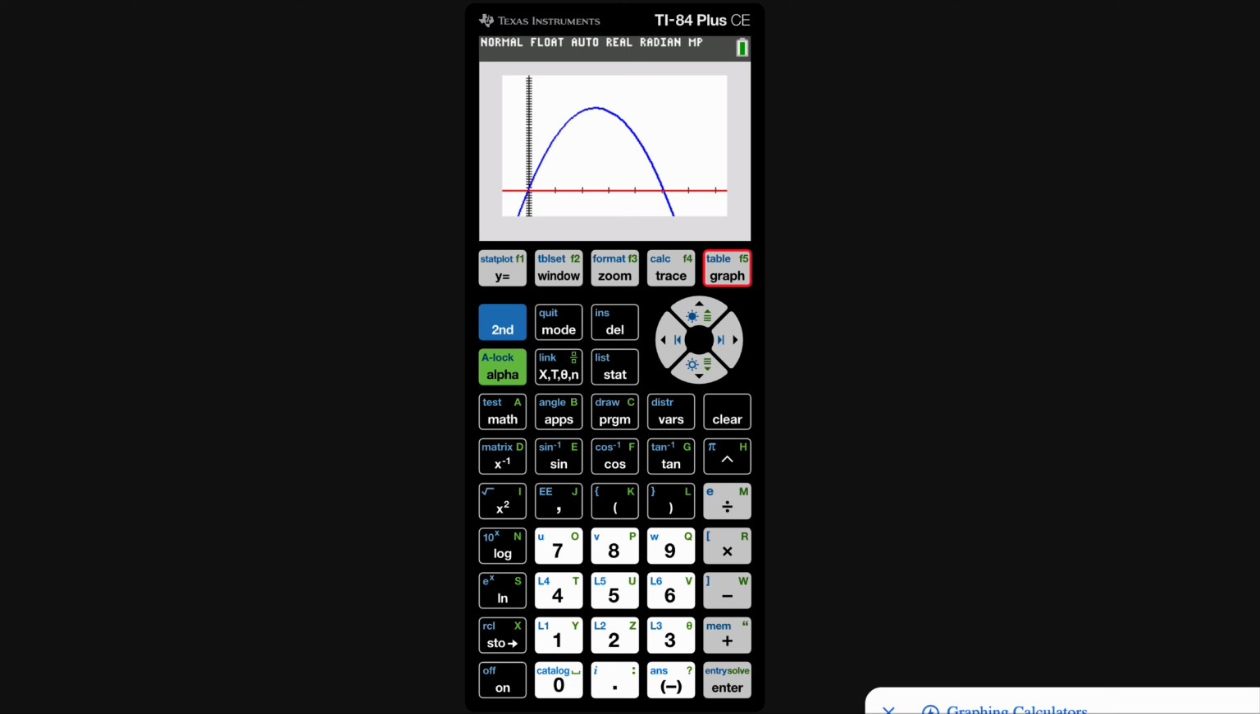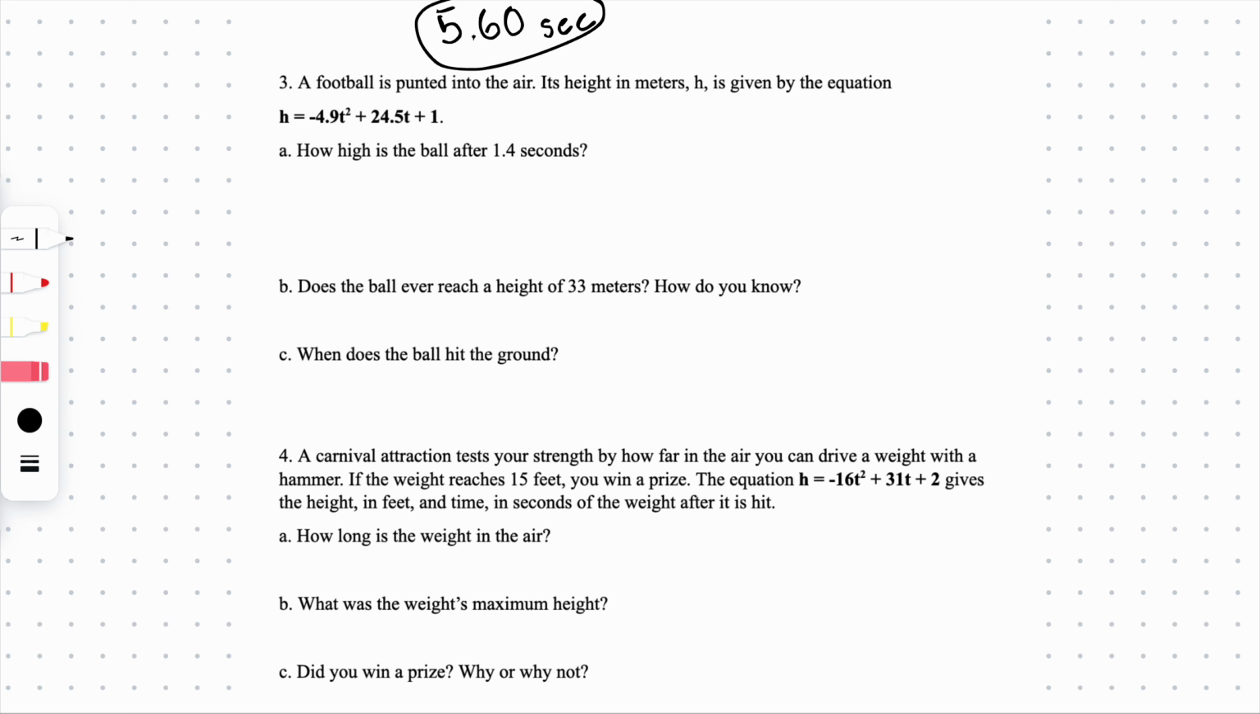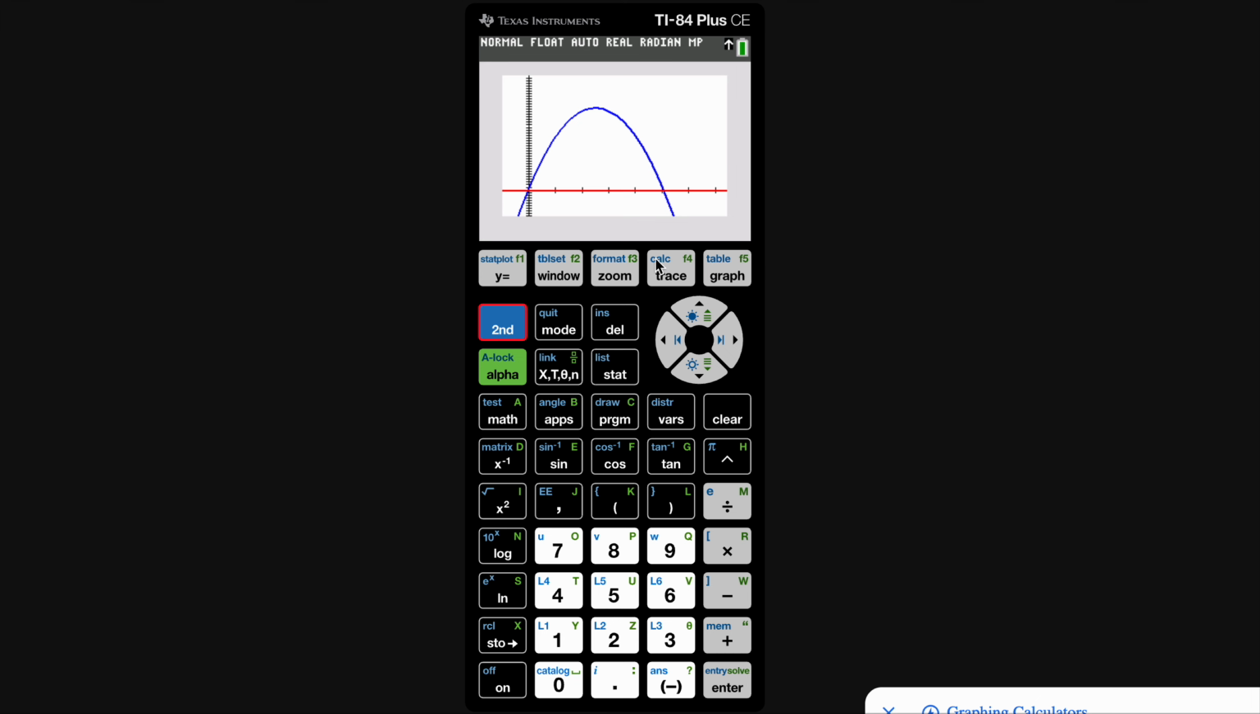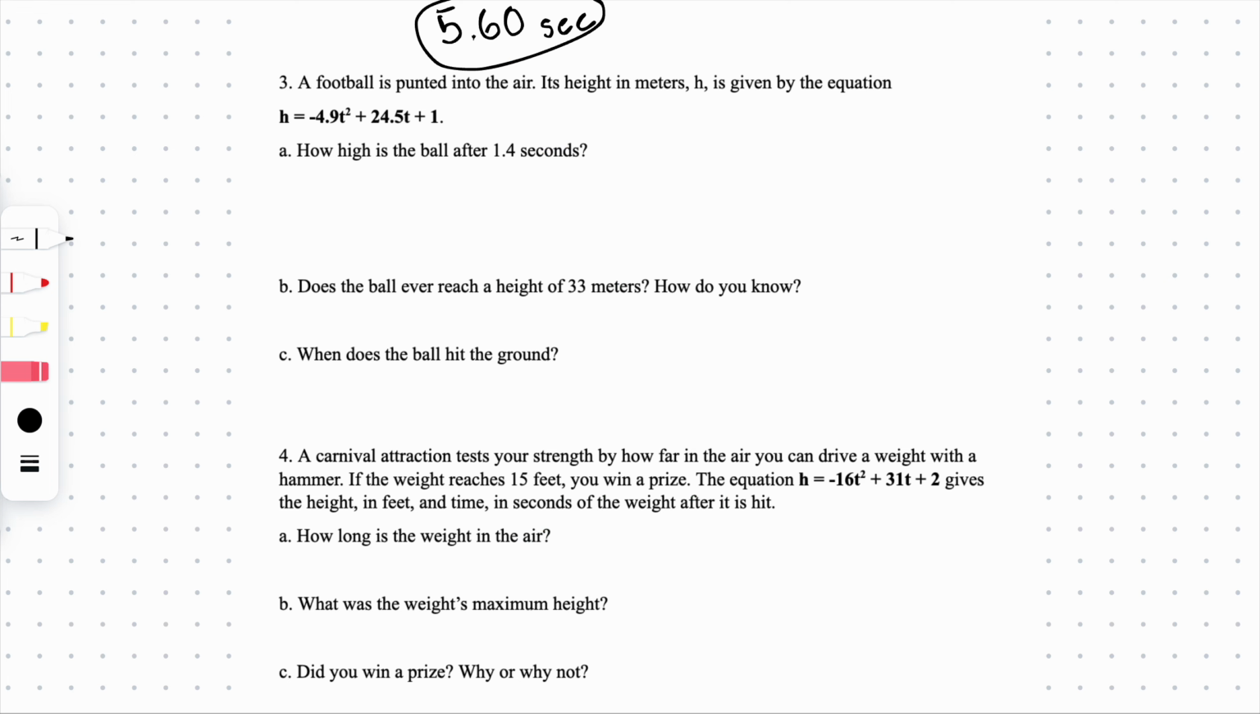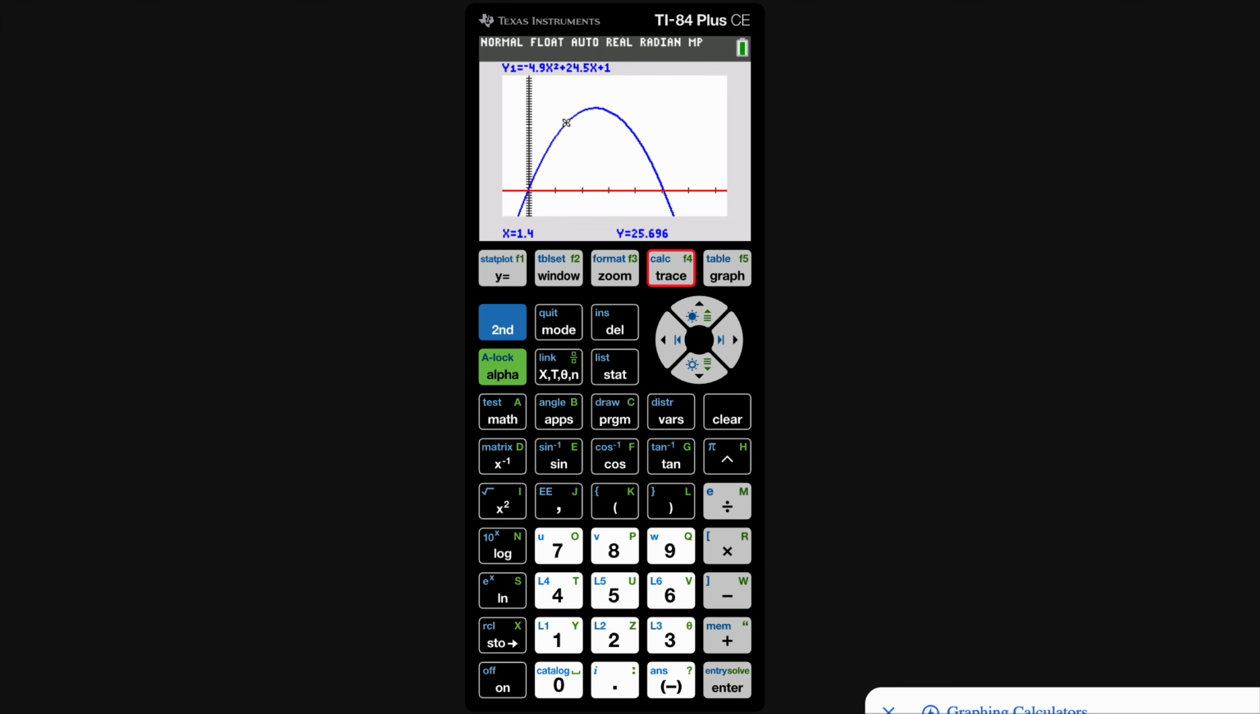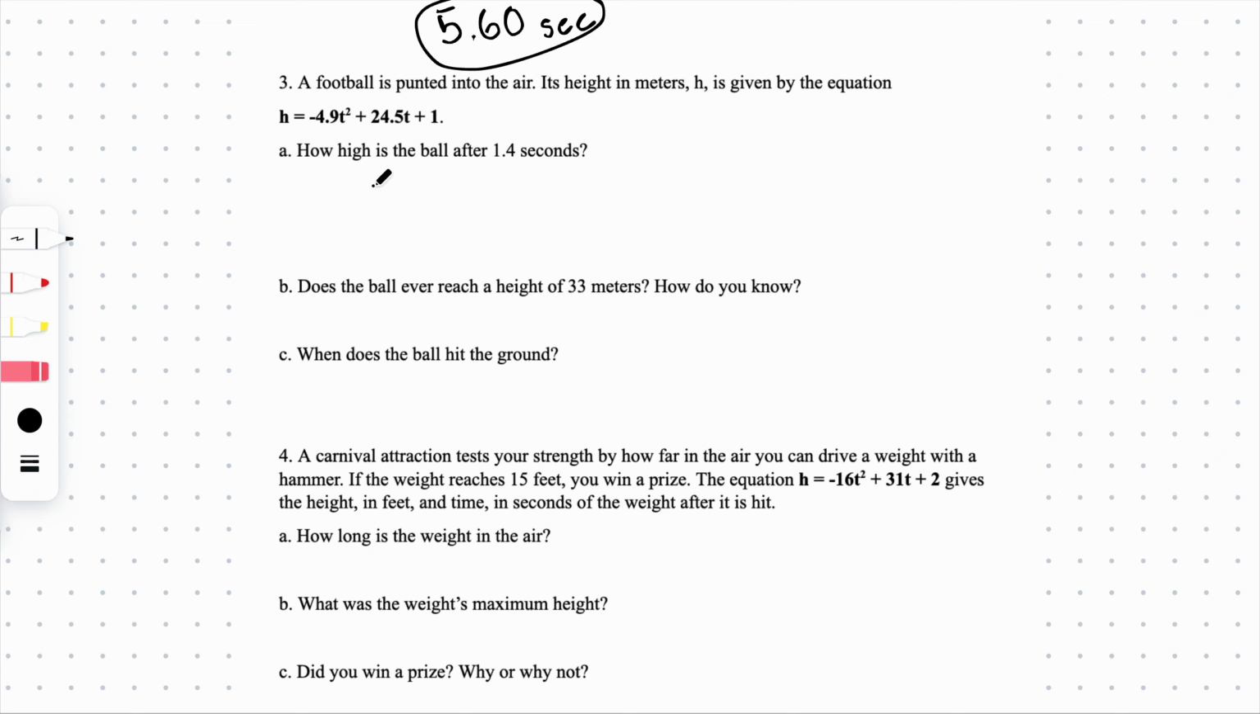Looks something like that. And we're asked, how high is the ball after 1.4 seconds? We did this before in the last problem. 1.4 seconds is going to be our x value, so we're going to do second trace, value. We said 1.4, so I'm going to say x equals 1.4. We get our y value in return, so our height is 25.696. So we're going to say 25 meters.